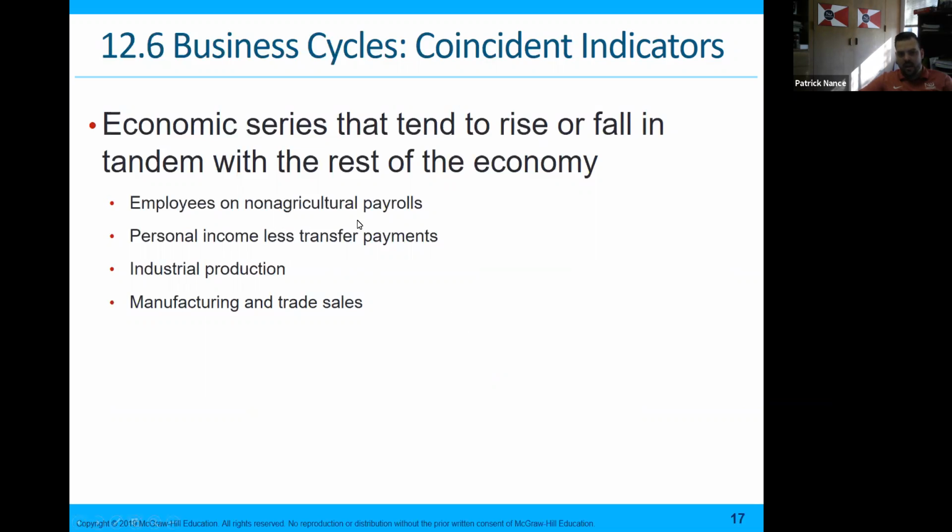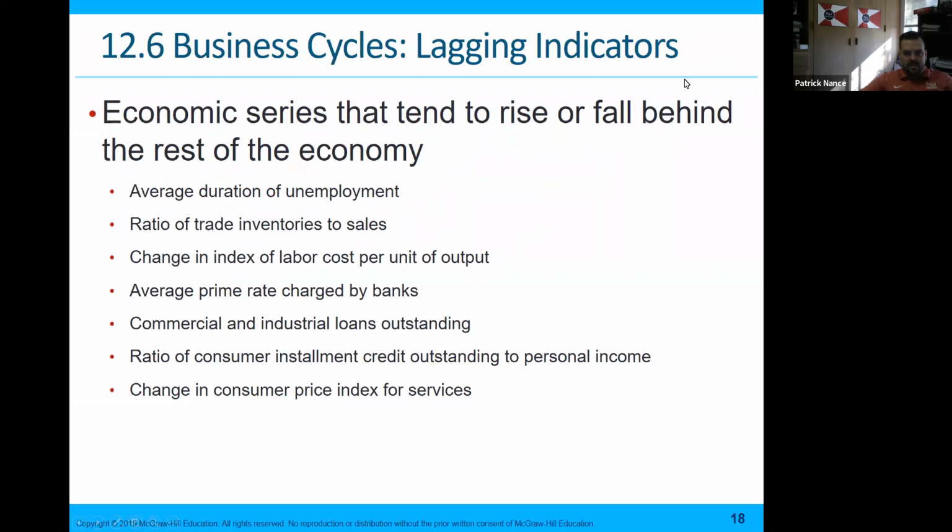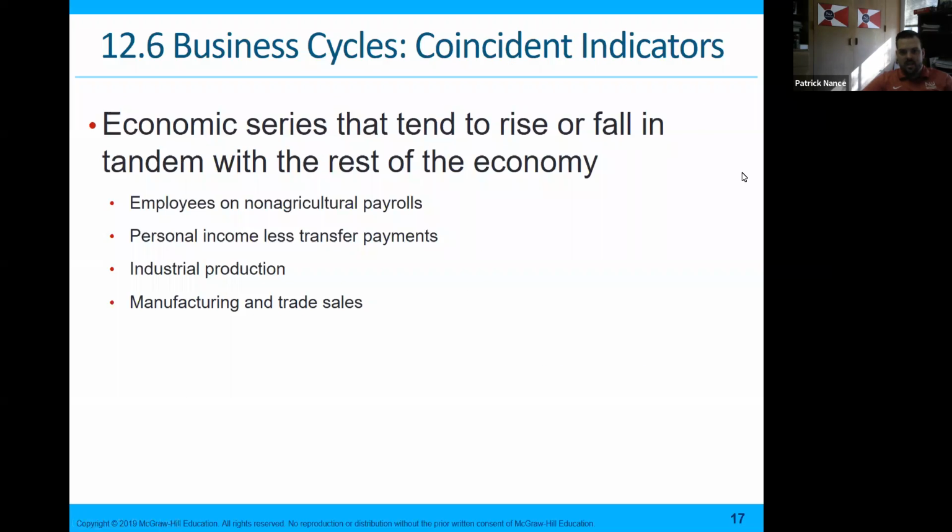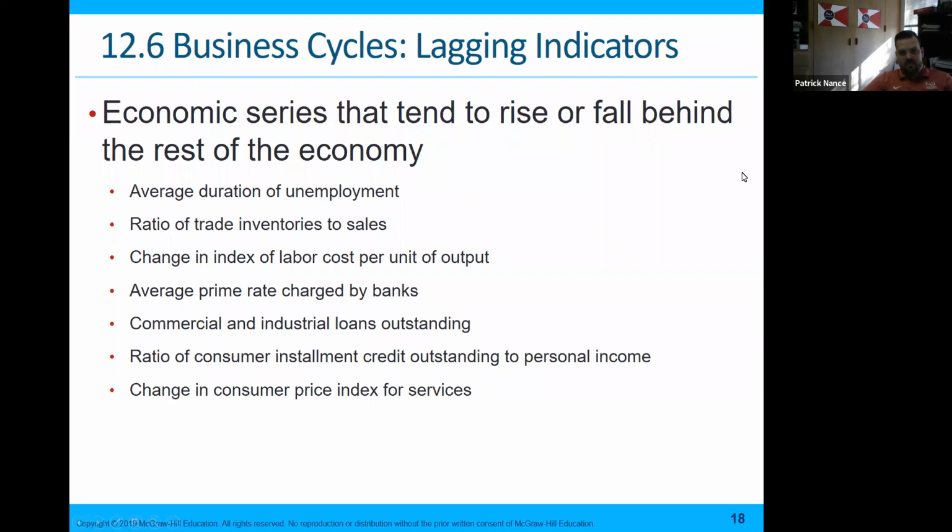Economic series that tend to rise or fall in tandem with the rest of the economy: employees on non-agricultural payrolls, personal income less transfer payments, industrial production, and manufacturing and trade sales. Economic series that tend to rise and fall behind: so this is at the same time, this is before, and this is after. Average duration of unemployment, ratio of trade inventories to sales, change in index of labor cost per unit of output, average prime rate charged by banks, and commercial and industrial loans outstanding. These all tend to happen after a rise or a fall. So when you see these, that means we're generally coming out of it.